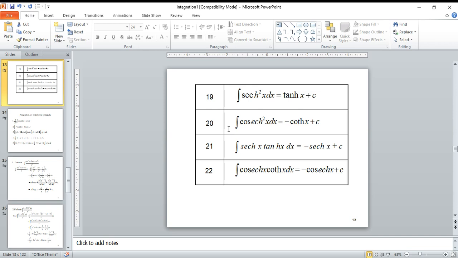Integration of sec hx into tan hx dx equals minus sec hx plus c. Integration of cosec hx cot hx dx equals minus cosec hx plus c. Still, the minus is a place to remember.